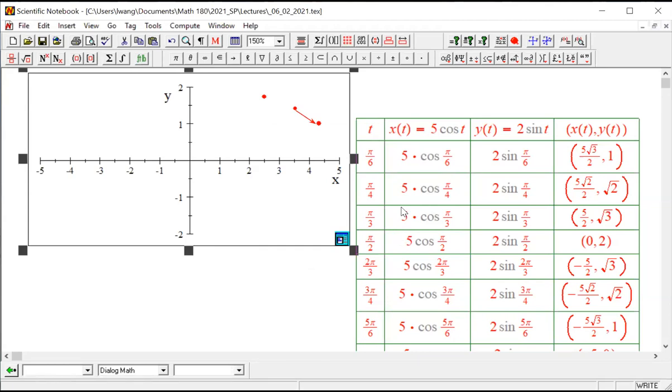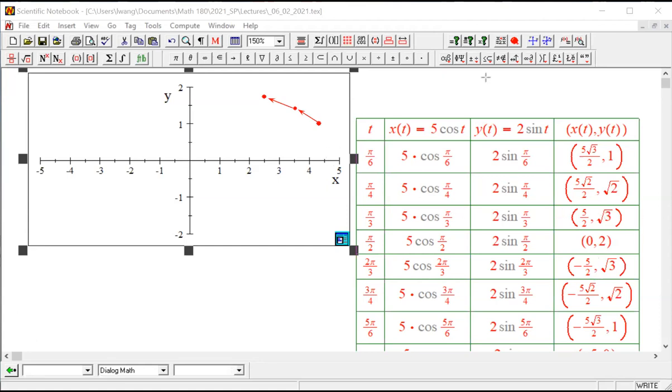Oh, wait. No, I marked it wrong. I'm sorry, guys, I marked it wrong. 1, √2, √3. It should be this way. Because this is at level 1. You see, it's important to mark the points. When you mark the points, you will know from where to where. So this is counterclockwise.